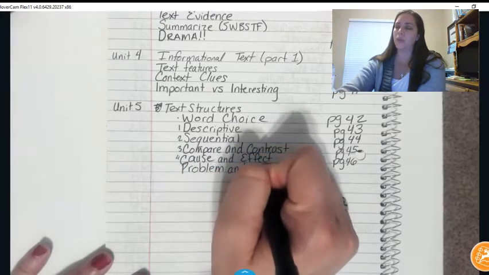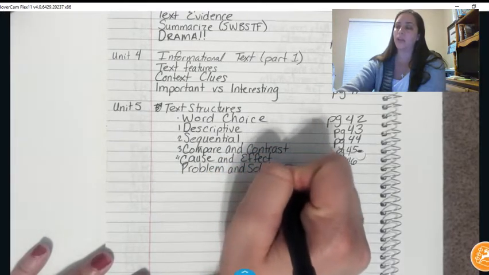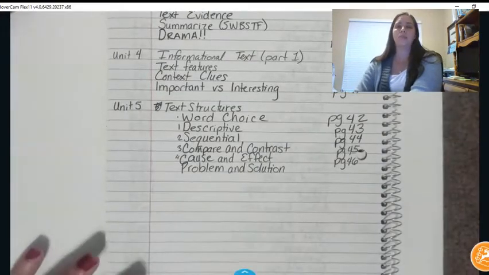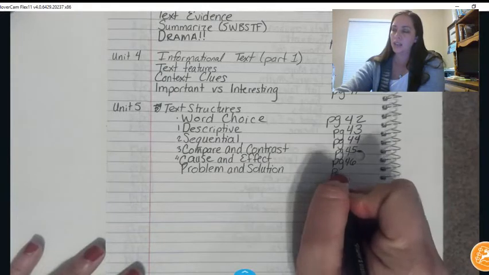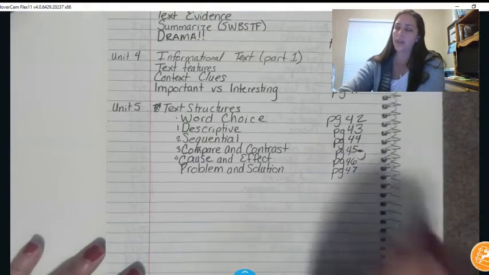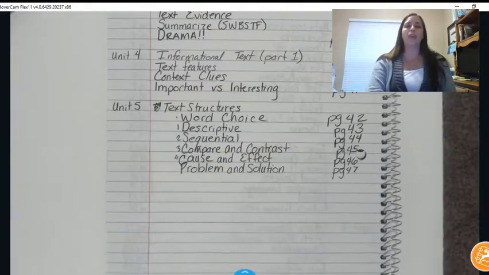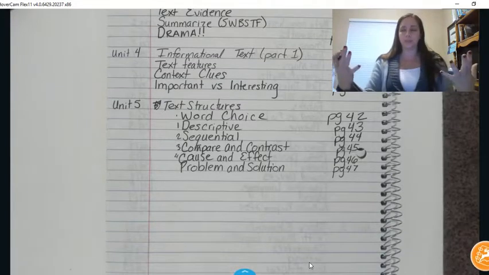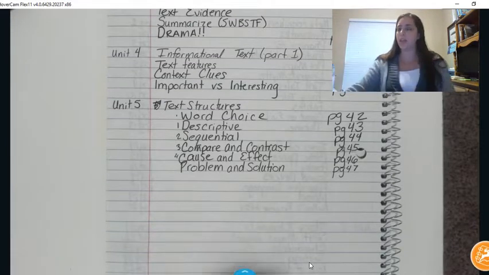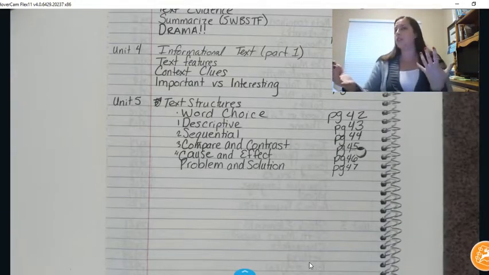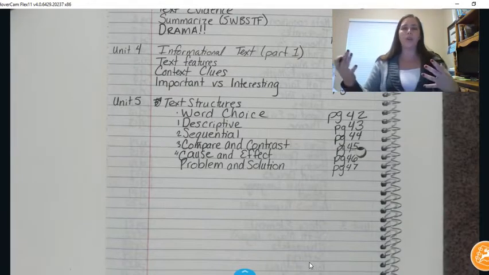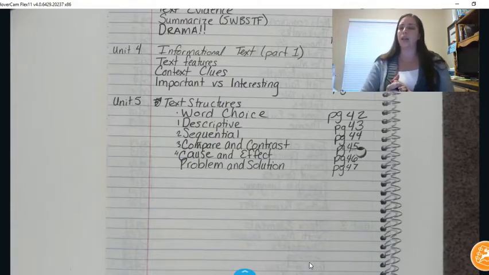So in your reading notebook, you're going to open up to your table of contents. Go ahead and write down problem and solution. And this is going to go on page 47 for me. I'm not sure what page it is for you, but whatever page number it is, you need to go ahead and put that down in your table of contents so you can find it quickly and easily when you're getting ready to study for your test.